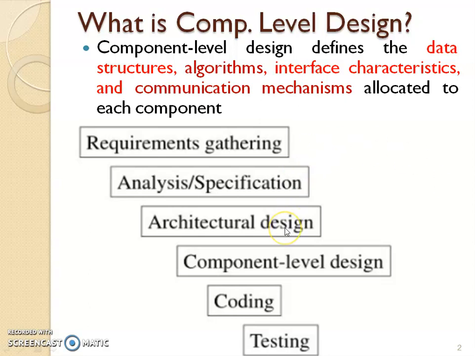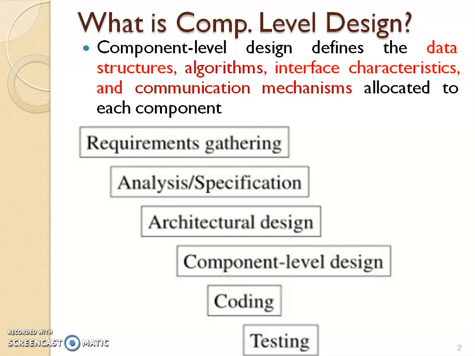This diagram shows the steps of the software engineering process. Here is the requirements gathering and analysis part, and then architectural design. Then comes the component level design. In the architectural design, a complete set of software components is defined. That is a bird's eye view.